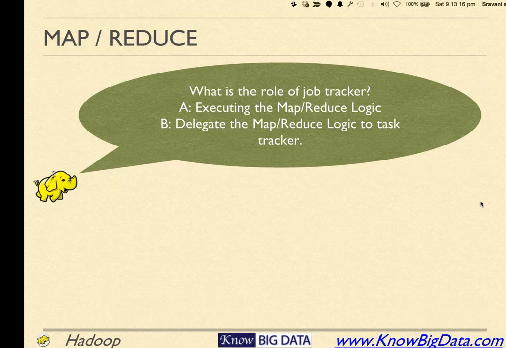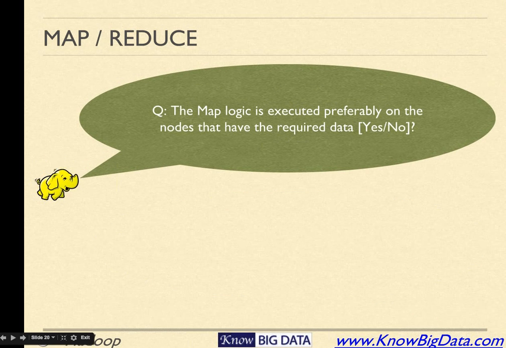That's correct, Urs. That default number of reducers can be adjusted, but the default is one. All right. What is the role of job tracker? Executing the map reduce logic or delegating the map reduce logic to task tracker? Great. So everybody is correct in this. The answer is B. Second.